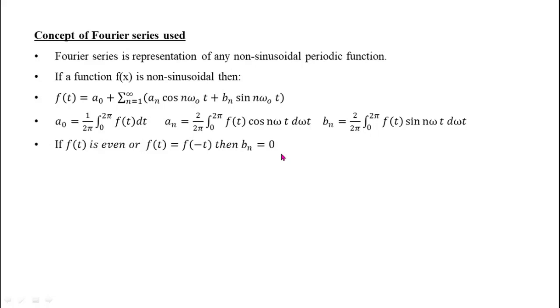Here one important thing you must note: if f(t) is even, that is, in case of an even function, f(t) is equal to f(-t), then bn is equal to 0 and a naught and an are not equal to 0. While if f(t) is an odd function, then we get f(t) is equal to minus f(-t). In this case, bn is not equal to 0 and a naught is equal to an, that is equal to 0. So you must remember this to make your Fourier series analysis easier. You must remember these equations.